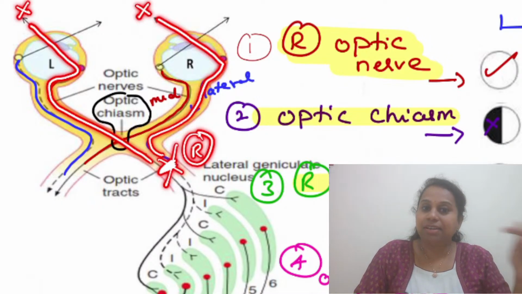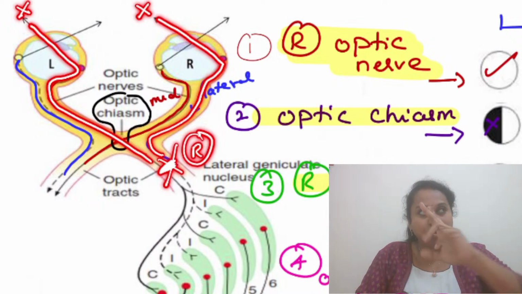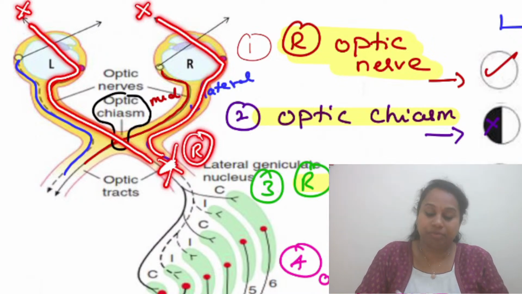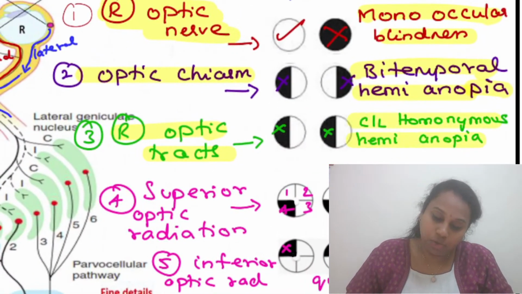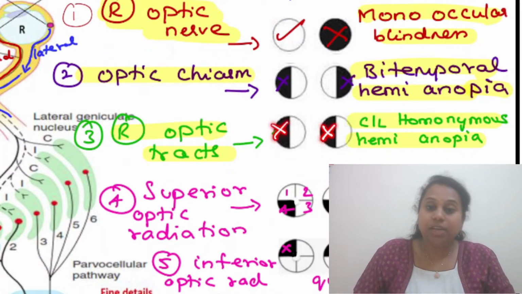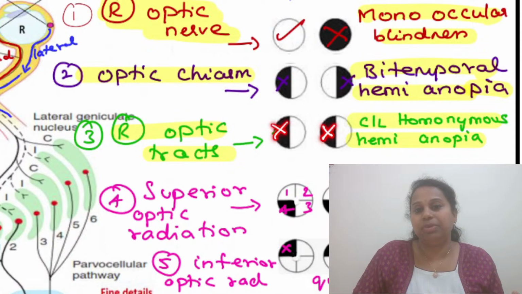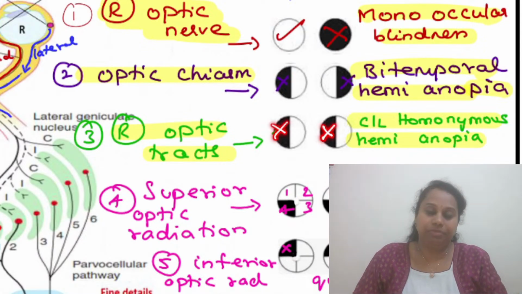But the lesion is in the right side optic tract, but you are not seeing the left half of the world. So this is called contralateral. Right side optic tracts are cut, but you are not seeing the left half of the world, the opposite half. So that's called contralateral homonymous hemianopia. If right side optic tracts are cut, the left side of vision will be lost in both eyes, right and left.